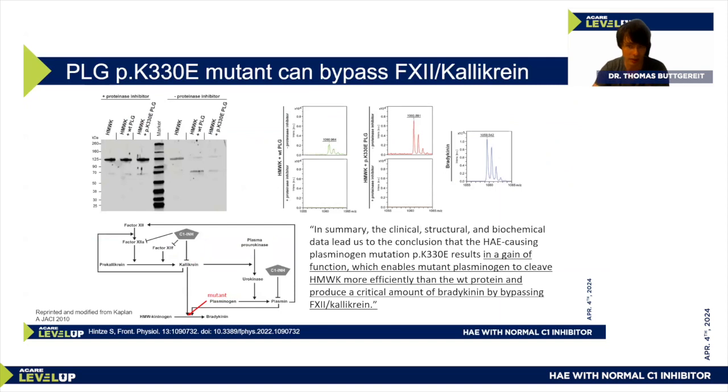The same mechanism was described by another group, recently published in 2022, where they could show that this K330E variant mutation of plasminogen may bypass the factor 12 kallikrein system, as you can see here in these experiments with the Western blot using proteinase inhibitor and without proteinase inhibitor. They could show that there is probably a gain of function mutation of this plasminogen gene, which enables it to cleave the high molecular weight kininogen directly and efficiently, maybe bypassing the factor 12 kallikrein system.